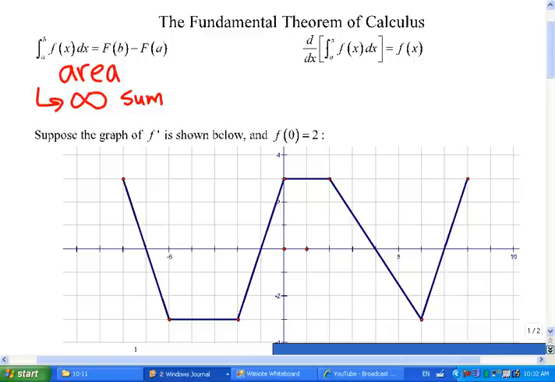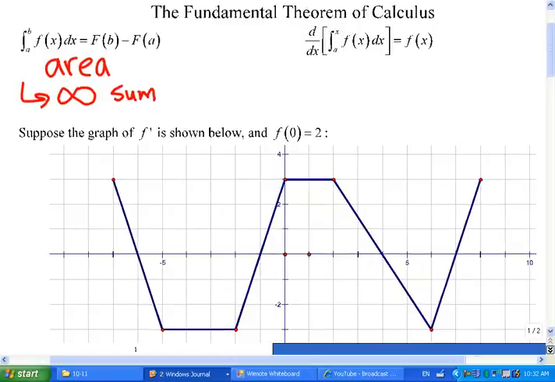The other one is that if you take the derivative of an integral, you get back to the function where you started. I'd like to show you why this is, because sometimes when you forget how it works, it's easier to try it again. So what I would do here is I would say, well, what if I took the derivative?